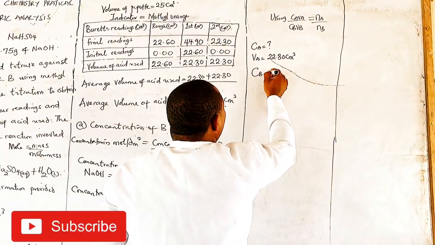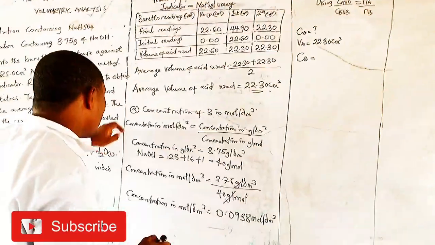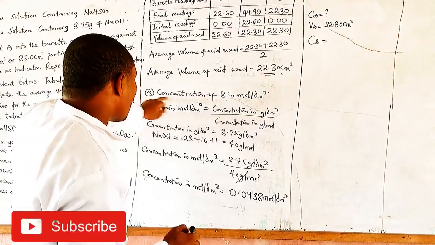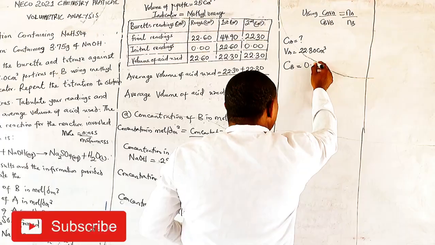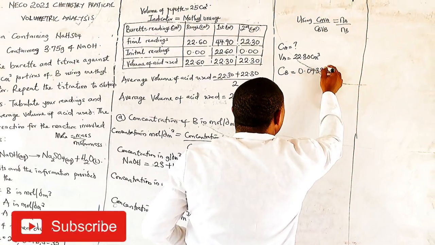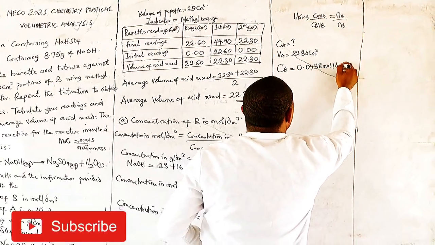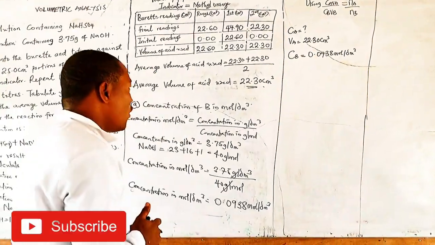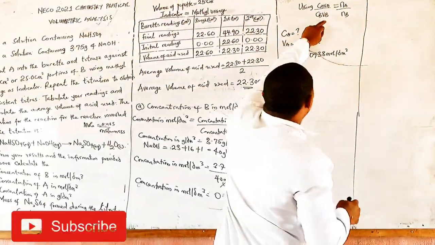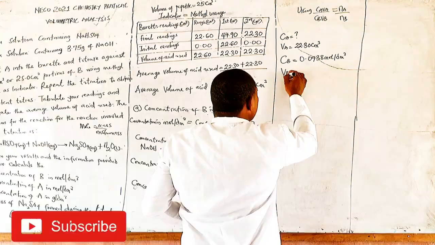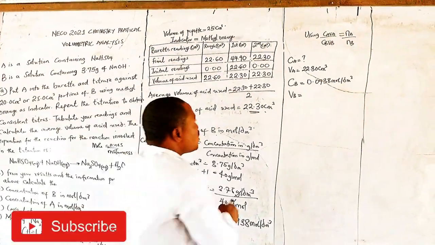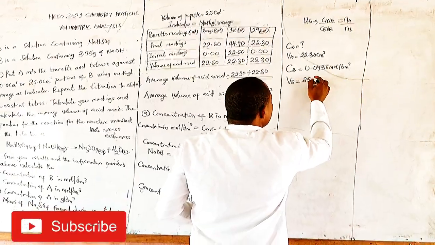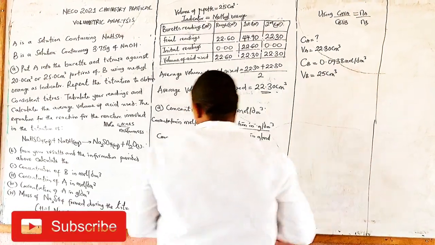So my concentration of base, concentration of B, that's what we have gotten: 0.0938 mole per dm³. I hope you are following now. Our VB, that's the volume of base, and the volume of base is the volume of pipette. That's why it has to be recorded, which is 25 cm³. Are we together?